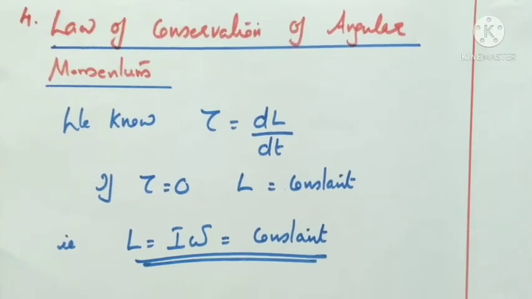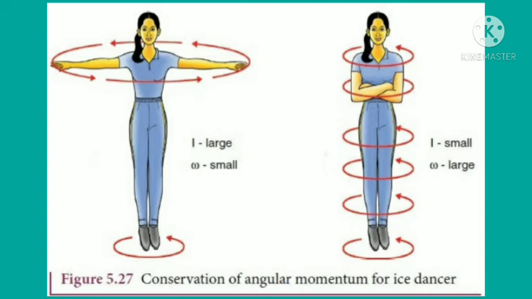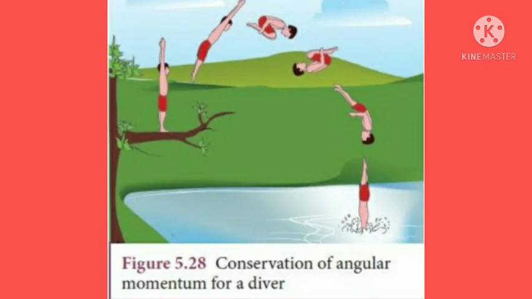Now we can see some examples relating to the law of conservation of angular momentum. An ice dancer stretches her arms to increase the moment of inertia, thereby decreasing the angular velocity. By folding her hands, what happens? Angular velocity increases and moment of inertia decreases. A circus acrobat and a diver also take advantage of this principle of the law of conservation of angular momentum.